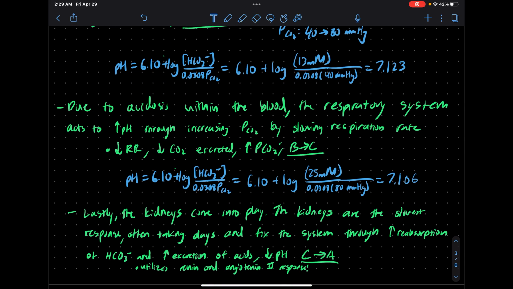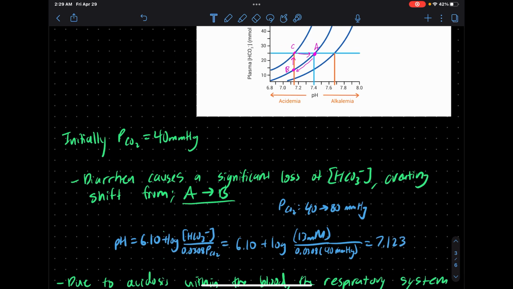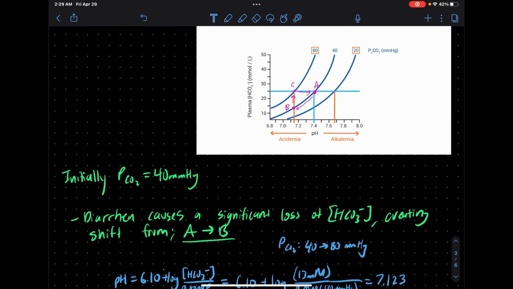So lastly, the kidneys come into play. The kidneys are a very slow response and often take days, not hours, to fix the system. They utilize renin and angiotensin II to increase absorption of HCO3 and increase excretion of acids, which increases the pH. And this final step brings it back to equilibrium.